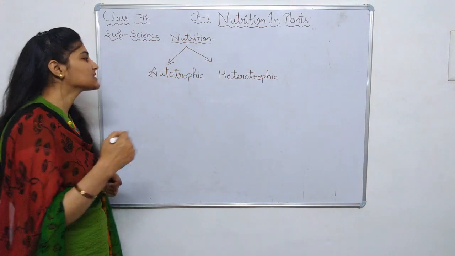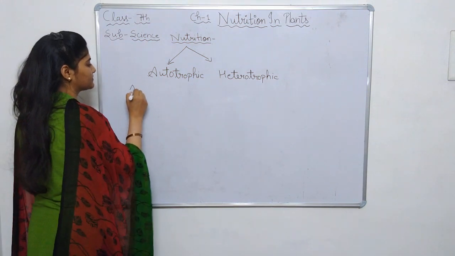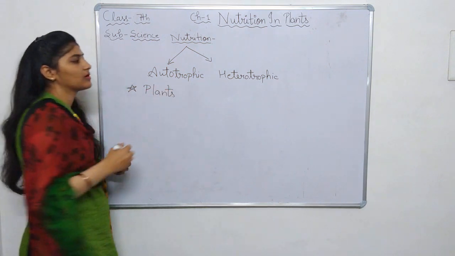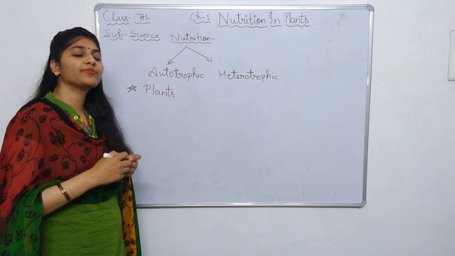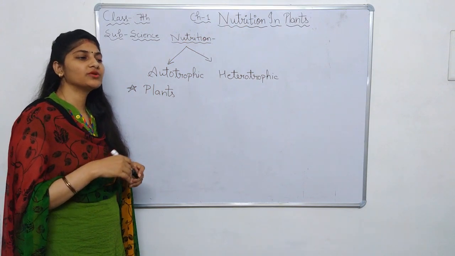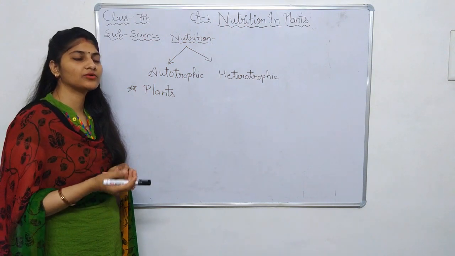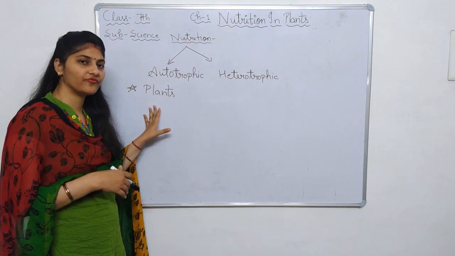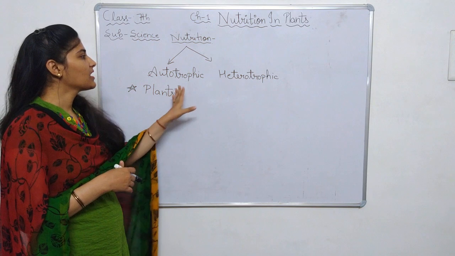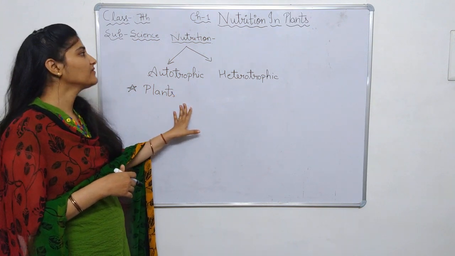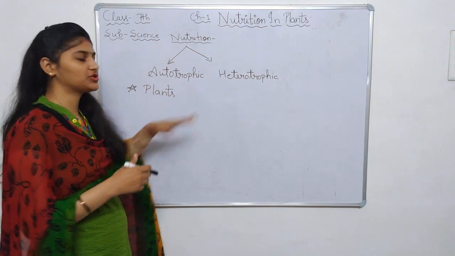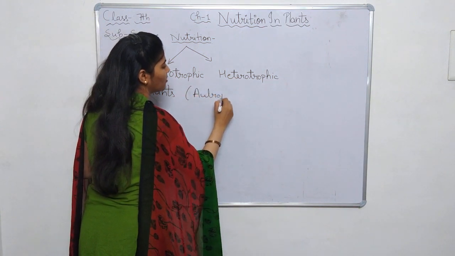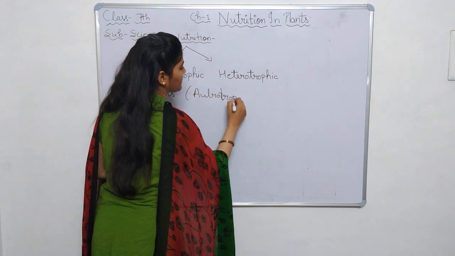That means basically the plants. So plants can prepare their own food. They do not take it from any other plant or from any other animal. They have the ability to prepare their own food. Hence they are called autotrophs and they have autotrophic mode of nutrition.